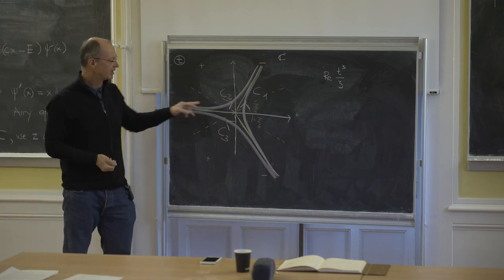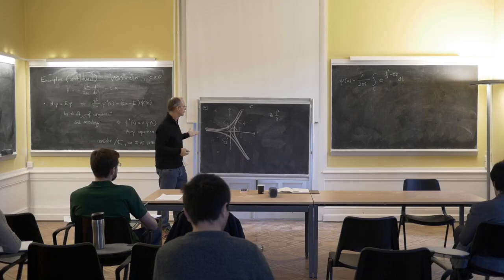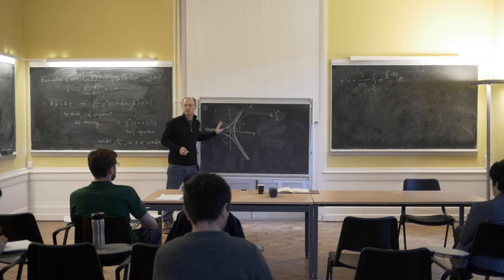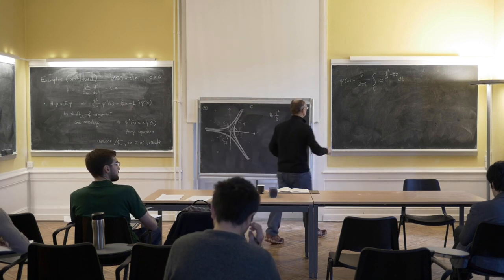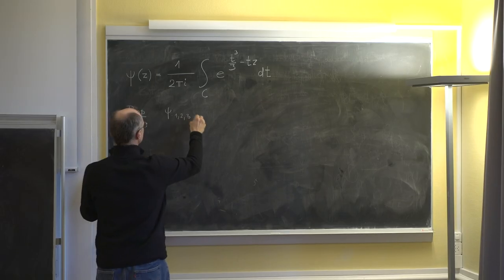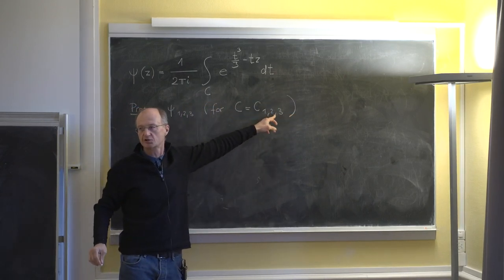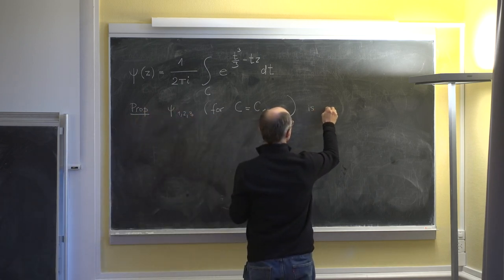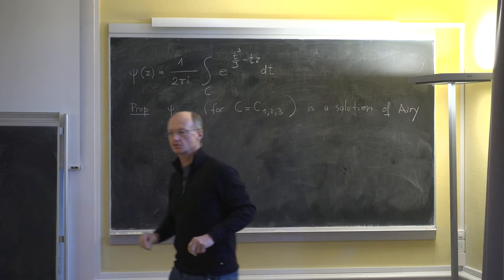It's clear that the corresponding integrals, if I put in those curves, are well-defined. These are improper integrals, but the integrand falls to zero so fast at all the infinities that those integrals converge very well. So let me state and prove a short proposition. The functions psi 1, 2, 3, where I choose either C1 or C2 or C3 as a curve, is a solution of the Airy equation.